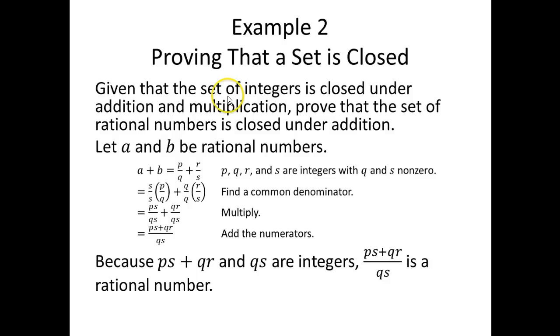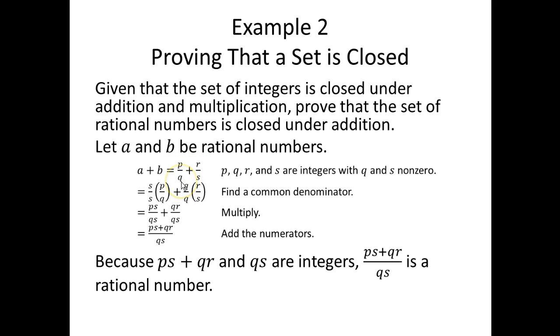And in order to do that, I say let a and b be some arbitrary rational numbers. Then notice that if I assume that these two numbers a and b are rational numbers, that means that a can be expressed as a quotient of two integers, and b can be expressed as a quotient of two integers. So these numbers p, q, r, and s are integers, and q and s cannot be 0 because we cannot divide by 0. Now, let's say I want to add these two rational numbers together.